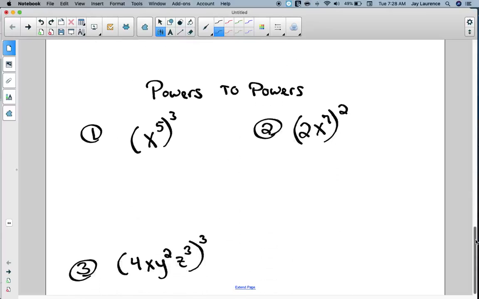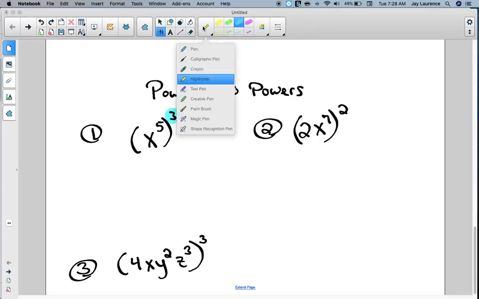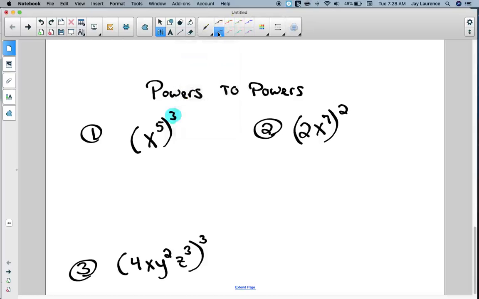Okay, now powers to powers are slightly different. Some of you like to use a shortcut, and that's fine. But remember, what does that outside exponent mean? This one right here. It means that there are 3 of what's inside the parentheses. So literally translated, this problem means x to the 5th times x to the 5th times x to the 5th, which is x to the 15th. Now again, many of you are going to go, hey, a power to a power, and I can multiply. Yeah, you can, but too many kids get mixed up with that, so I don't bother to teach it.